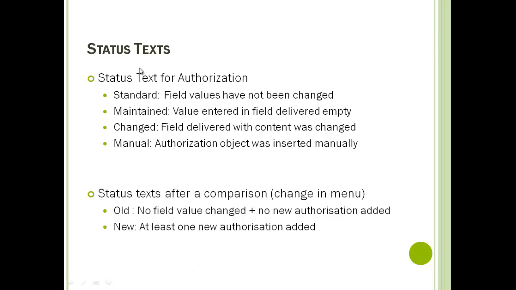Now the status text. In the status text you have different values: standard, maintained, changed, manual. Standard means the field value has not been changed. Maintained means the value was entered in a field which was delivered empty. That means standard is the value inside that specific authorization object which was coming from SU24.